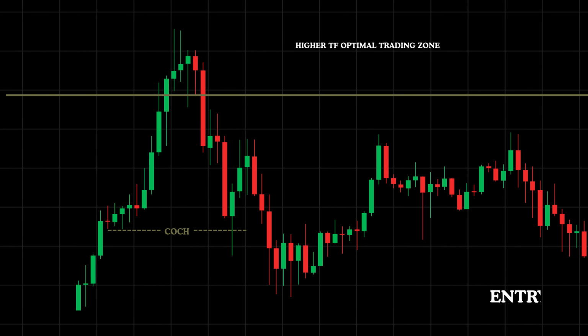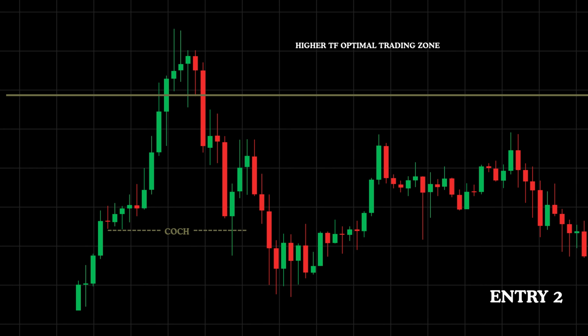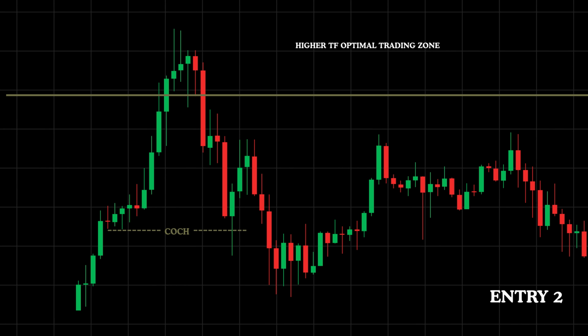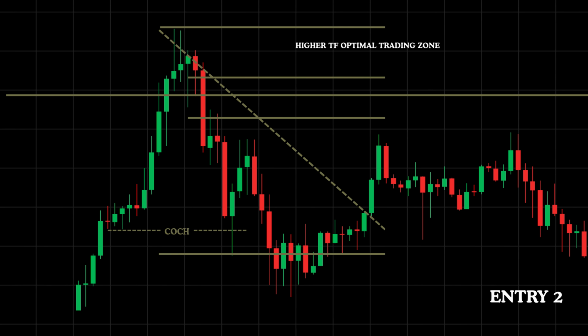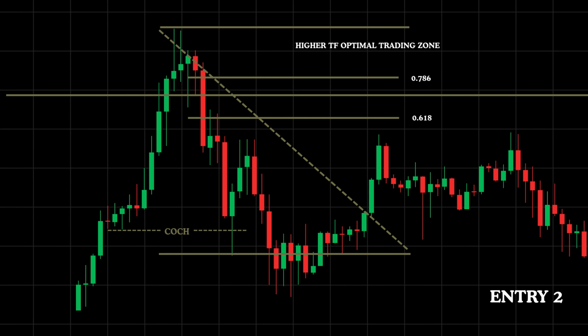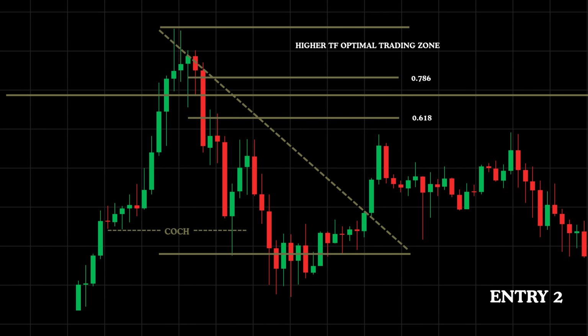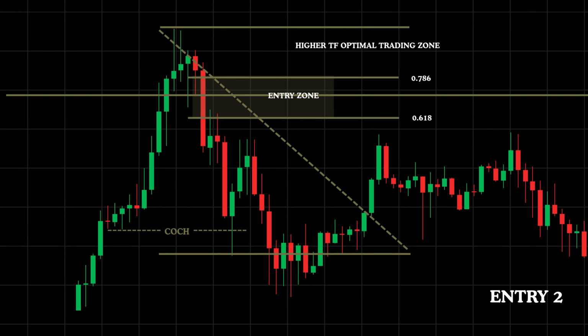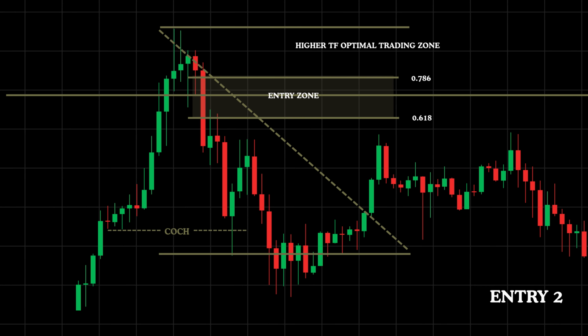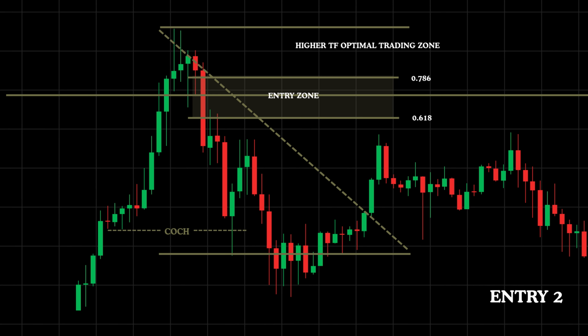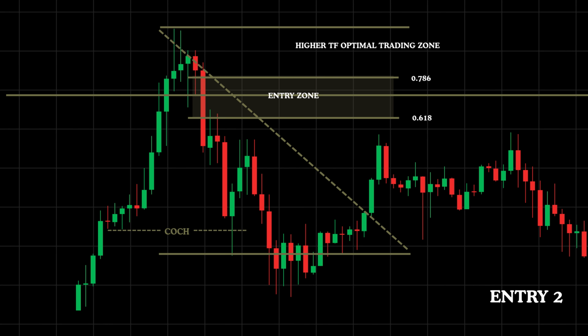The second model applies when there is no order block or fair value gap. In this case, we will use the Fibonacci retracement tool, measuring from the start to the end of the change of character move. We will then place our sell limit precisely between the 0.618 and 0.786 levels, while applying the same concepts.